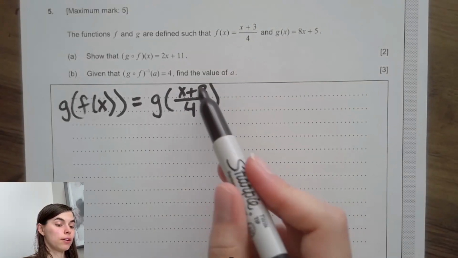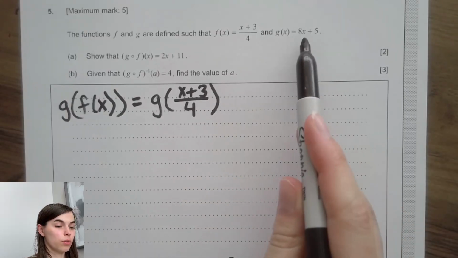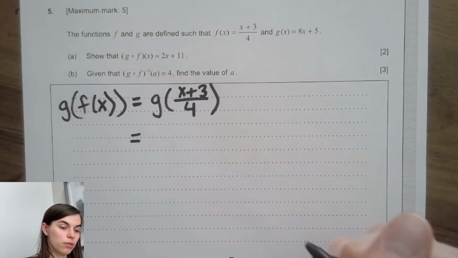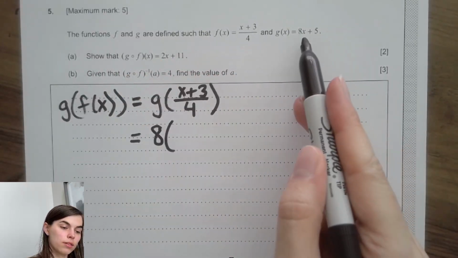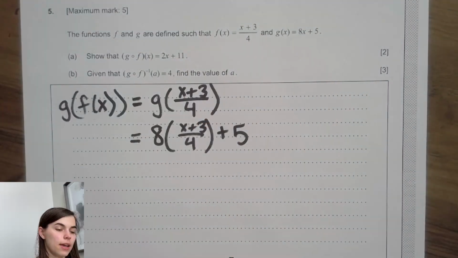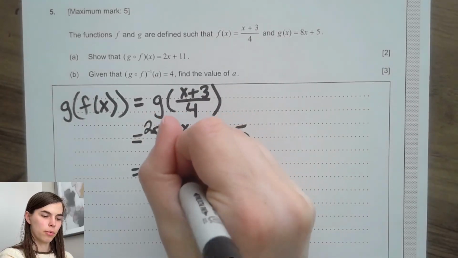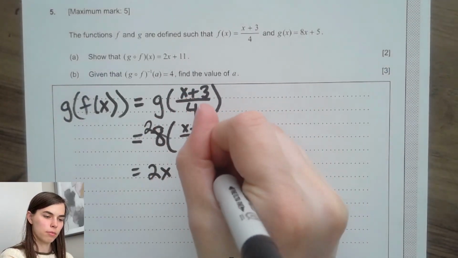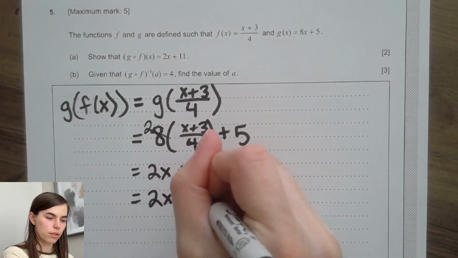Now this f of x function is the input for g. So we go to our g equation and we say, okay, now we have 8 times x, which is now our x plus 3 over 4, plus 5. And then we can simplify this a bit. If we distribute that 2, we will get 2x plus 6 plus 5. Combine like terms, we get 2x plus 11.